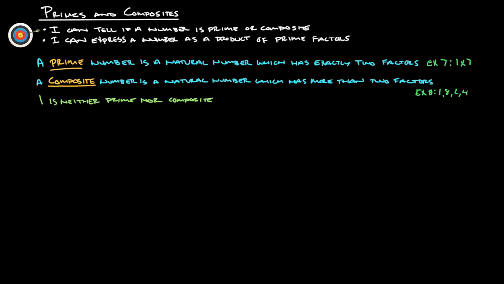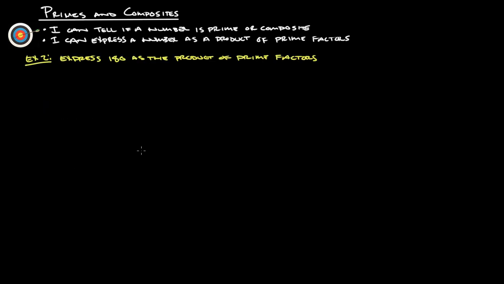Okay, so with that, let's take a look at a couple examples here. Express 180 as the product of prime factors. Okay, so there's several ways you can do this. I really prefer the tree diagram way, so I'm going to start with 180, and if I can divide it by 2, I'm just going to start dividing everything by 2. So that's 2 times 90.